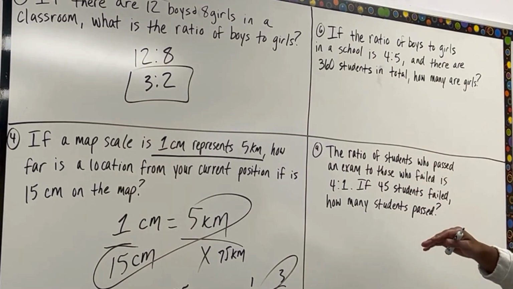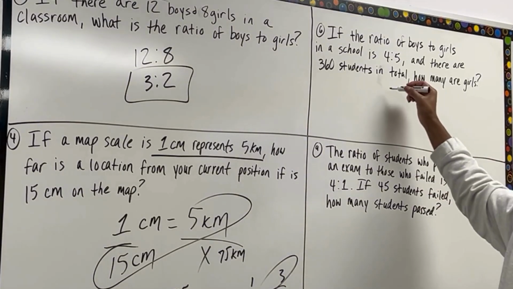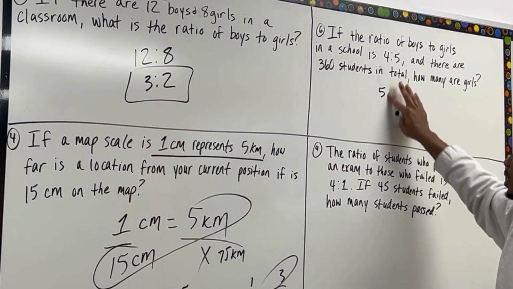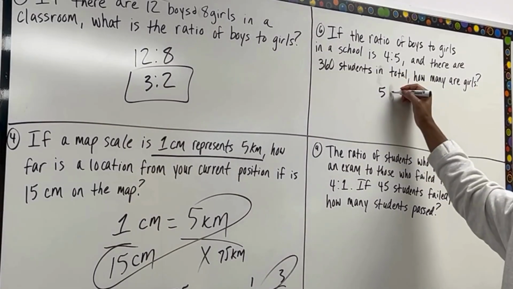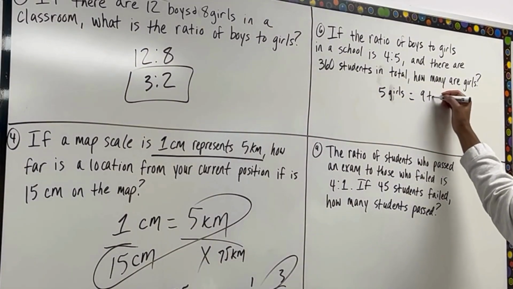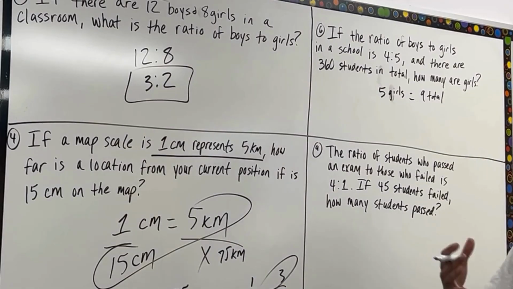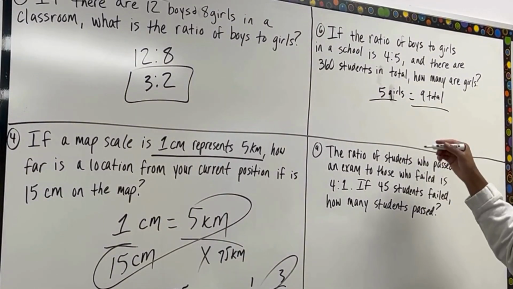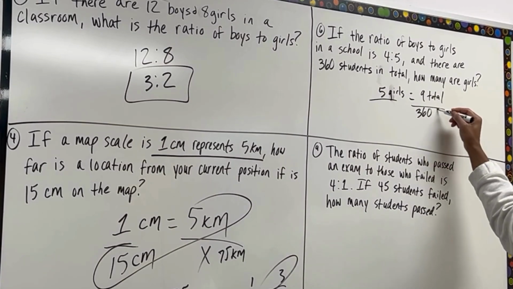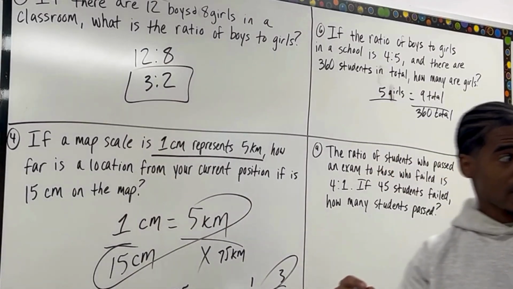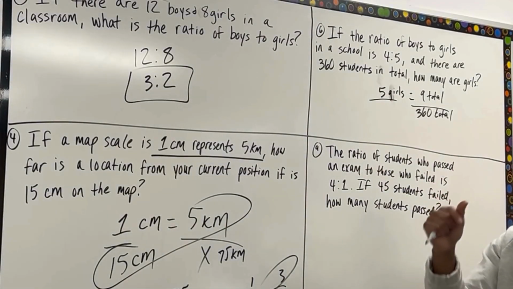So the first ratio that we want to do is for girls. For every 5 girls, out of 9 people in total, we're going to say 5, and I'm going to put a G for girls. So 5 girls equals, that's 9 in total, based off the ratio of 4 to 5. So 5 girls, 9 total. We know we have 360 students total. I used my ratio, understanding that it was just out of a total of 9.